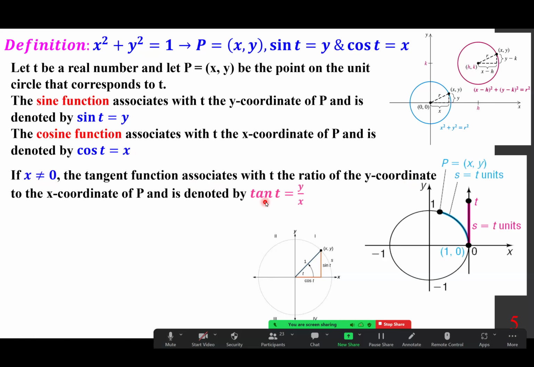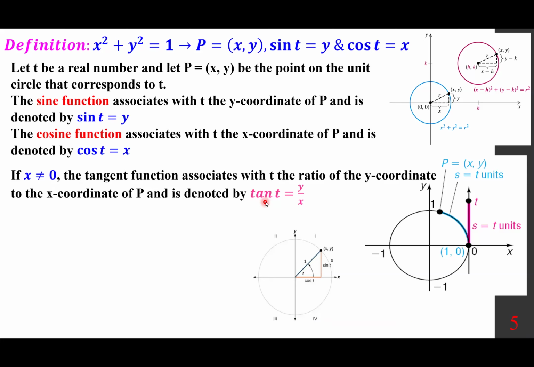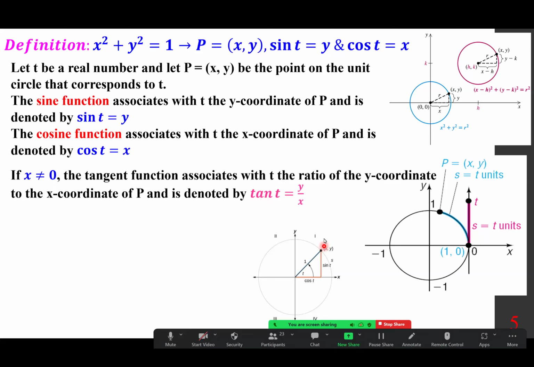Those are definitions. So, in short, you have a pair x comma y on a unit circle. X represents cosine t, and here's t, the angle t or the arc t. Y is sine t. Tangent, as you may recall, is the ratio of sine over cosine, therefore it is y over x.